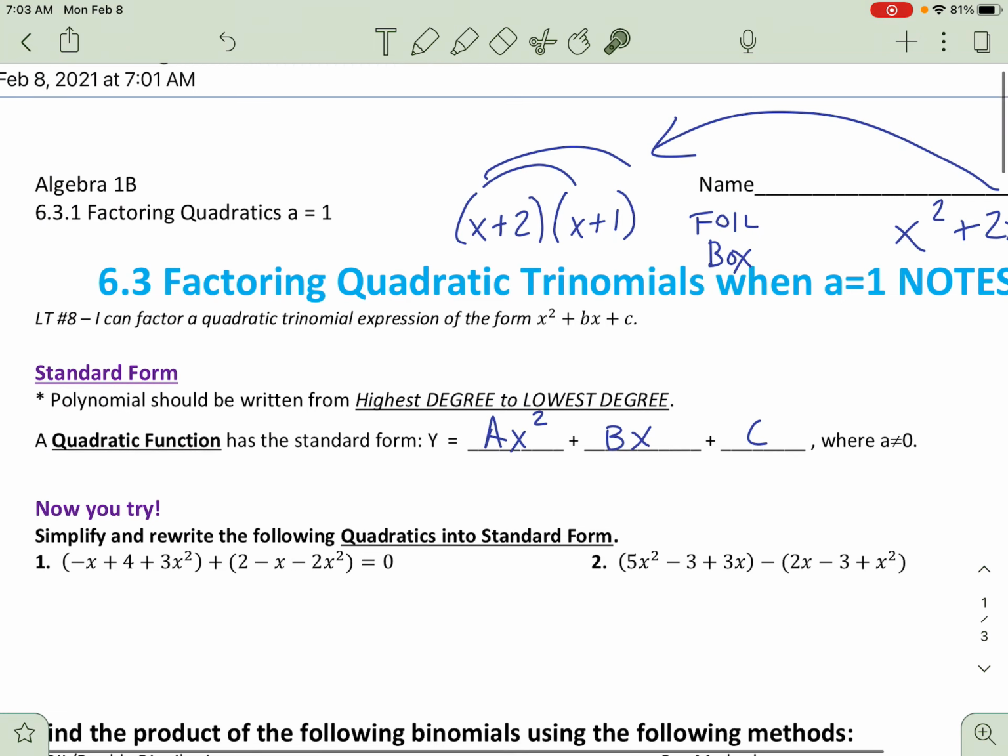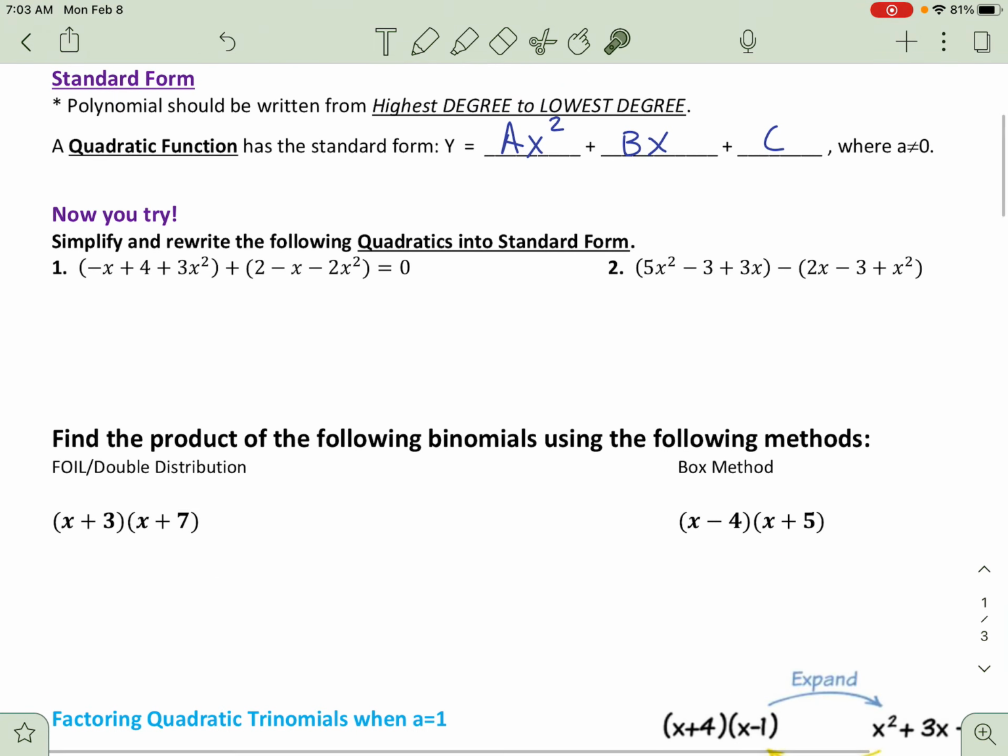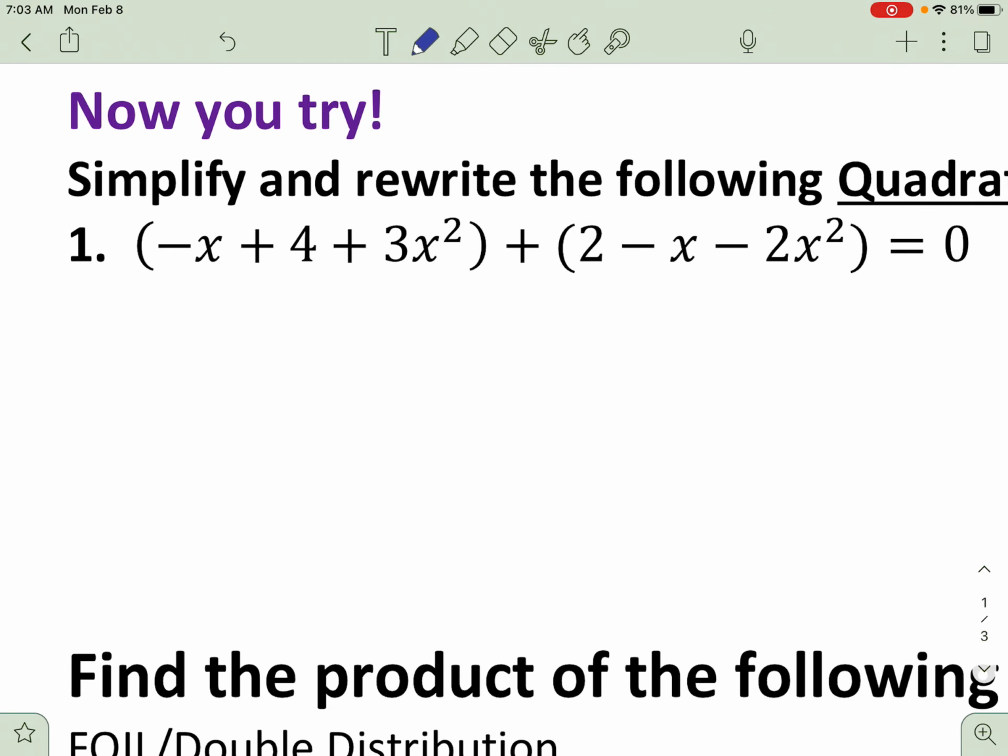All right, so before we get into factoring, like I said up here, let's just try and simplify and rewrite the quadratics into this form so that we can then factor, because it's not impossible, but it's going to be really hard to factor if it's not in this form.